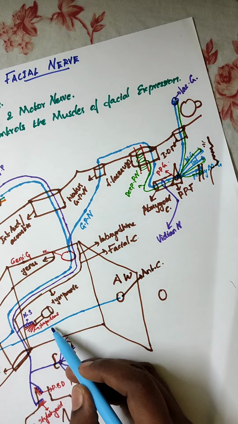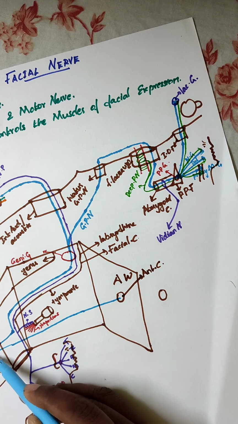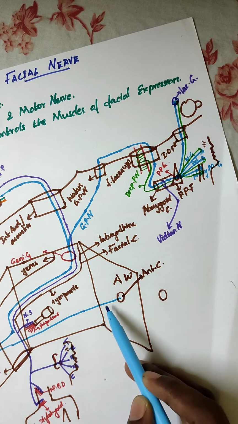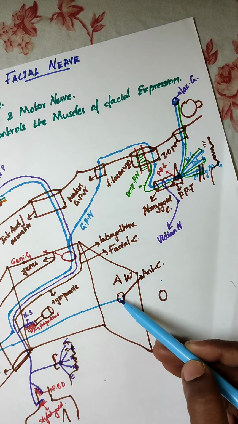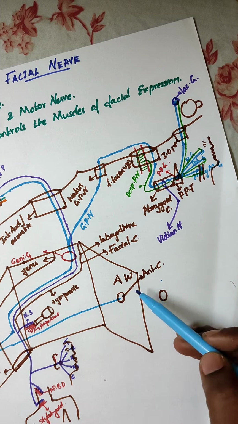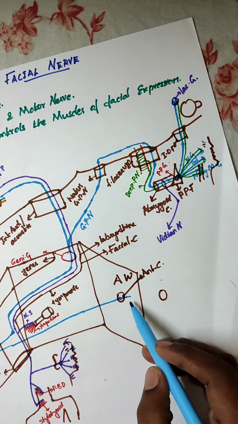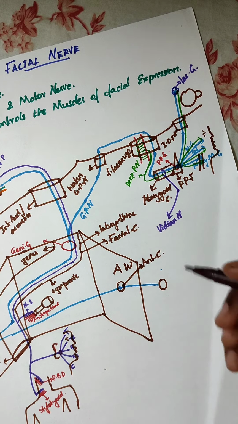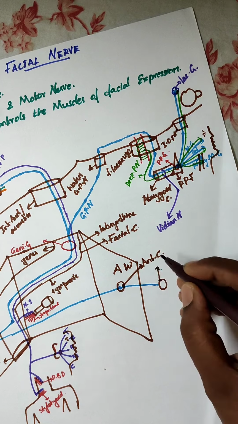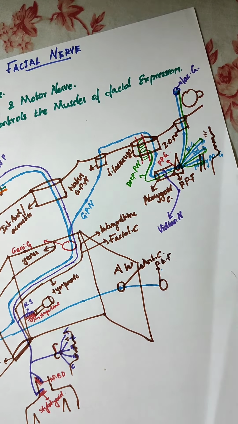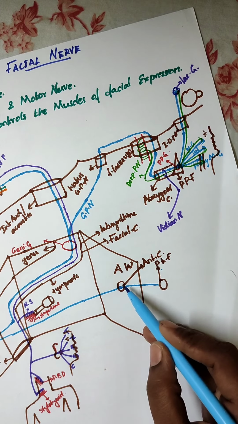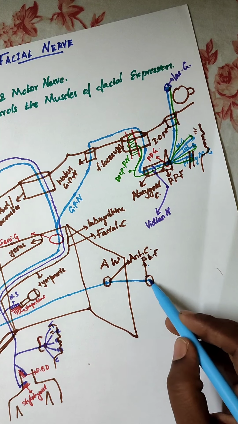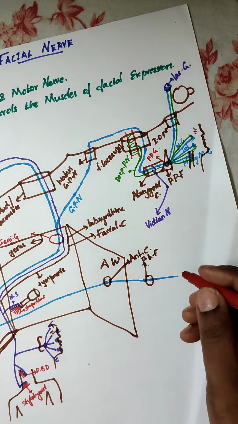So this parasympathetic nerve from the superior salivary nucleus enters into the canaliculus in the posterior wall of the middle ear, known as the posterior canaliculus, and then it runs forward and comes out of the middle ear through a canaliculus in the anterior wall, and then it enters into a fissure known as the pterygotympanic fissure. After coming out of the middle ear through the anterior canaliculus, it enters the pterygotympanic fissure, and then it joins along with the lingual nerve.